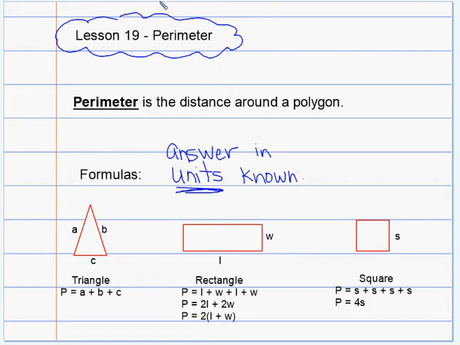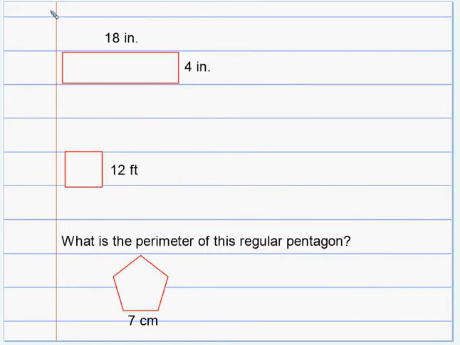Okay, so let's calculate the perimeter. First you need to figure out what type of shape. Okay, so figure out which shape you have, which polygon you have. This is a quadrilateral. It's a rectangle. So I can use the formula that is on the other sheet.